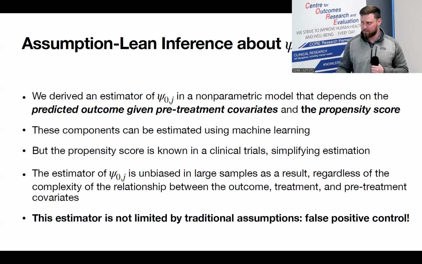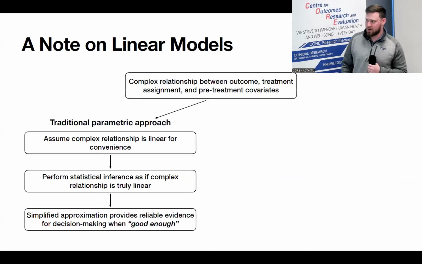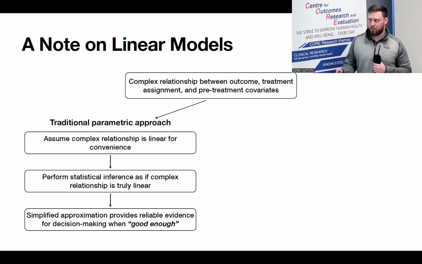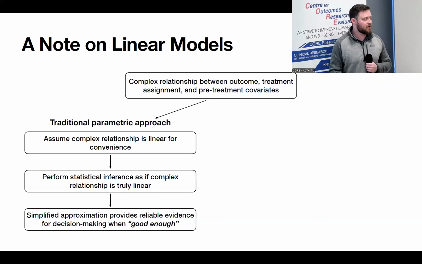Really simplifying the problem. And so I have time for this, yeah. So I'll just make a small note on linear models in the traditional and assumption lean framework. We're starting with this potentially complex relationship between our outcome, our treatment, and our pretreatment covariates, right? And the traditional approaches make an assumption that this complex relationship is linear for convenience.